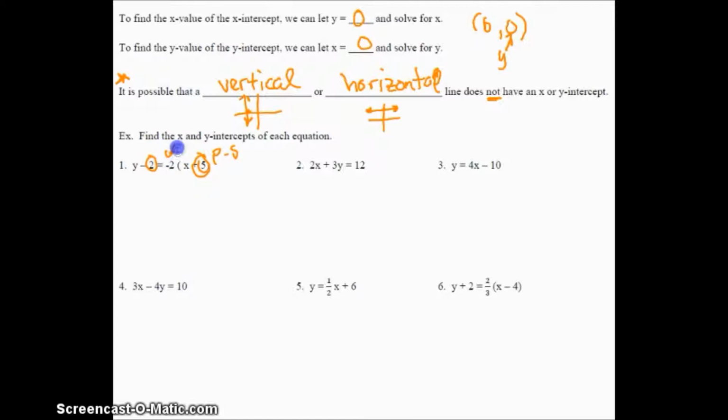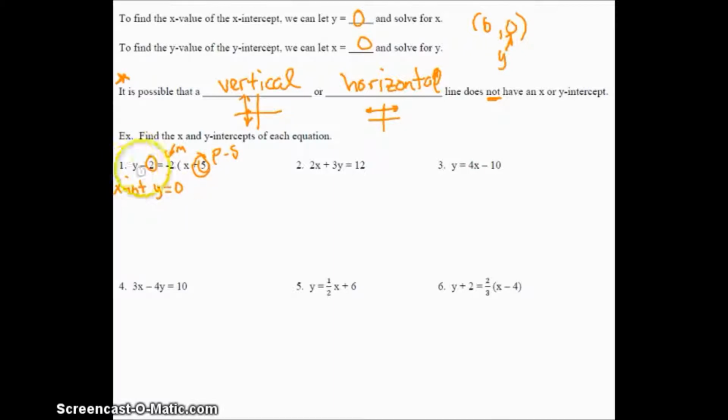And then we have our slope here, which is m. To find the x and the y-intercepts of each equation, what we do is the first step. So to find the x value of the x-intercept, we are trying to solve for the x-int. To solve for the x-int, we plug 0 in for y, so y equals 0.